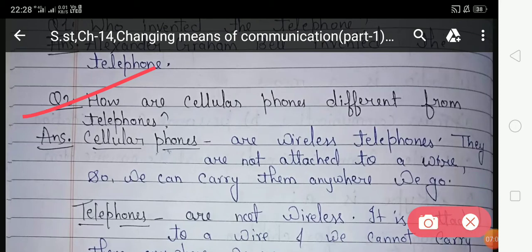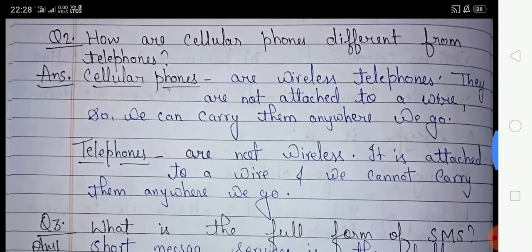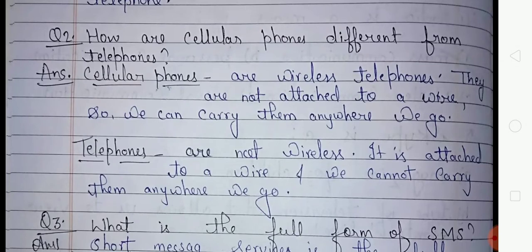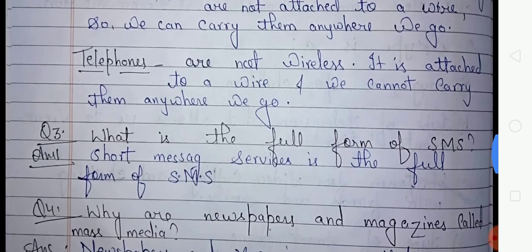So students, in this question you have to write the difference between cellular phones and telephones. Your answer: cellular phones are wireless telephones. They are not attached to a wire, so we can carry them anywhere we go. Telephones are not wireless. They are attached to a wire and we cannot carry them anywhere we go. So these are the differences between cellular phones and telephones.